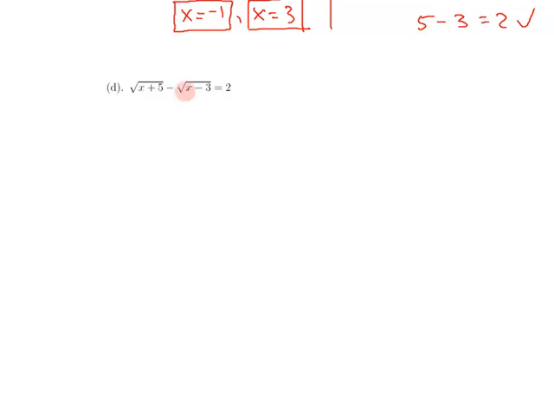So we begin by choosing one we're going to isolate. So let's start with, just say, the first one. That makes the most sense. So we're going to take this radical and move it to the other side. Okay? So that means I'm going to add that whole radical, square root of x minus 3, to both sides. That leaves me with the square root of x plus 5 is equal to 2 plus the square root of x minus 3.